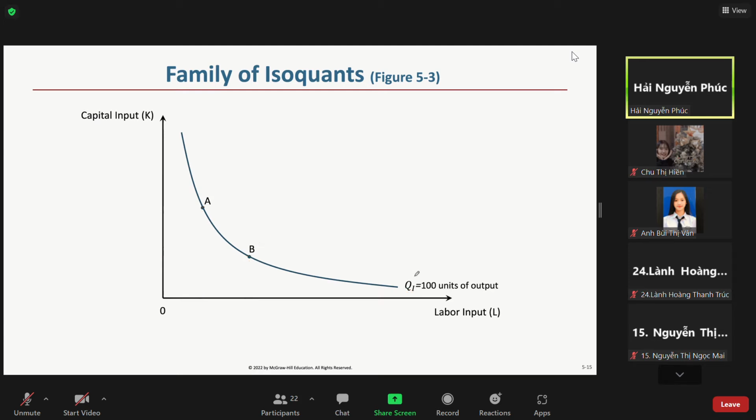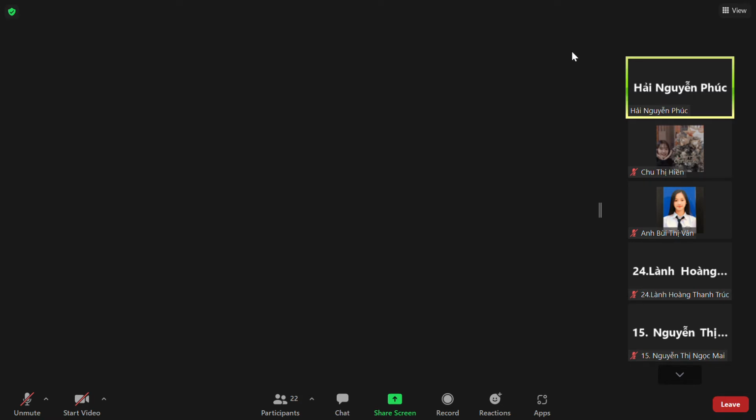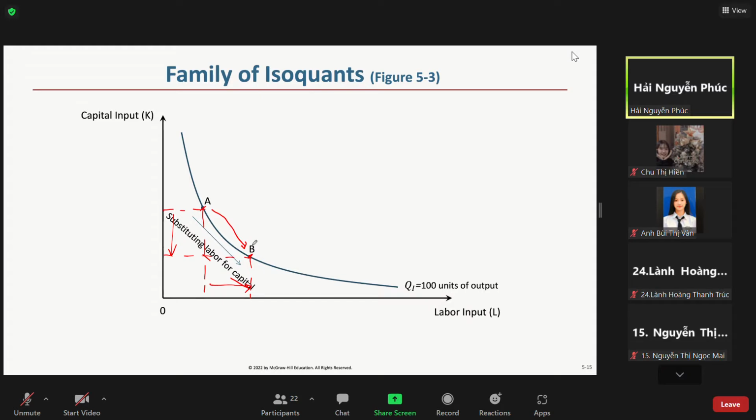Right. Now let's move on. If you move from A to B, point A to point B, it means that we are substituting labor for capital. We are going to use less capital and we use more labor input, maintaining the same level of output, which is equal to 100 units. Right?